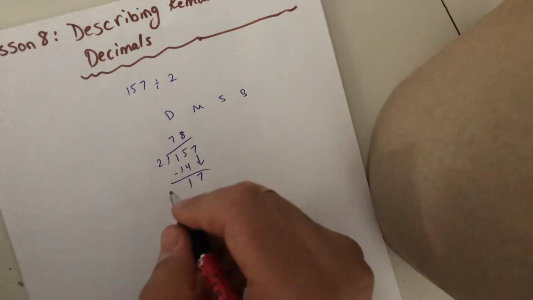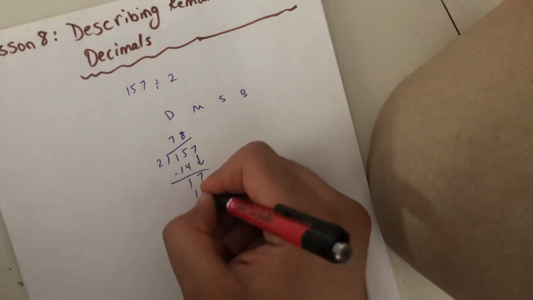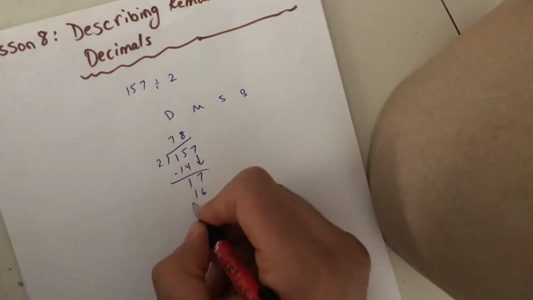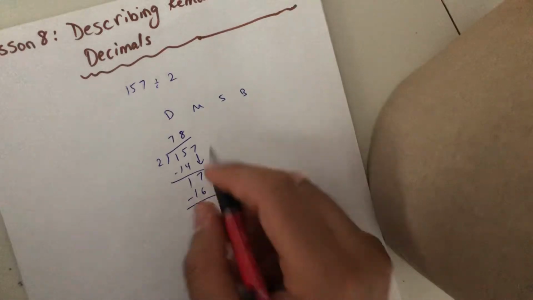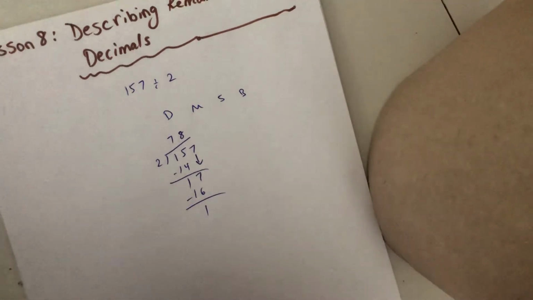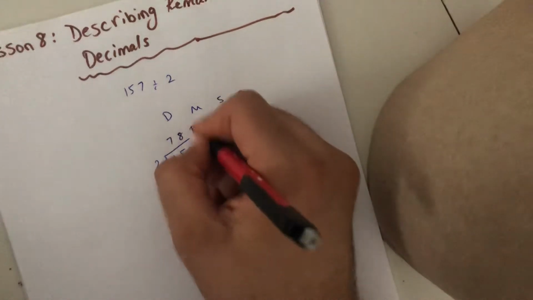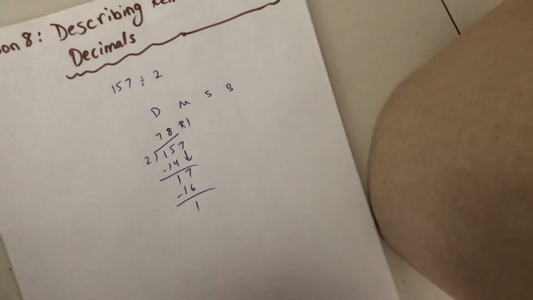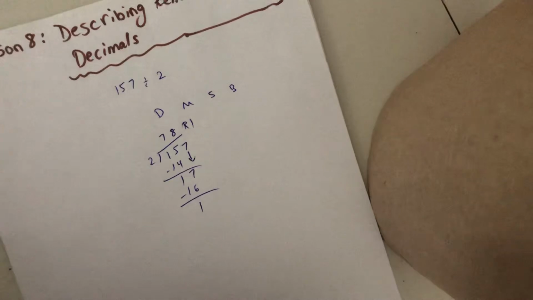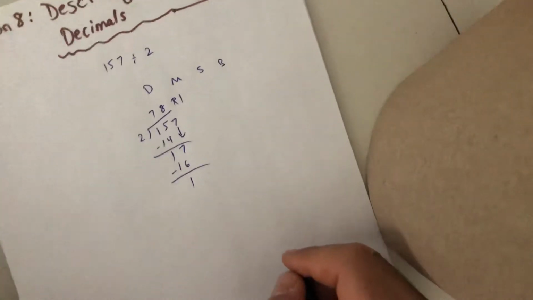What is 8 times 2 equals to? 16. What is 17 minus 16 equals to? 1. We do not have any more numbers to drop down, so that is the answer. So the answer is 78, remainder 1. Again, very, very similar to the previous lesson.